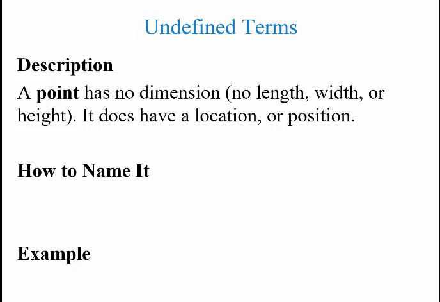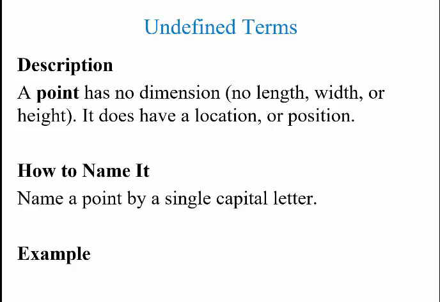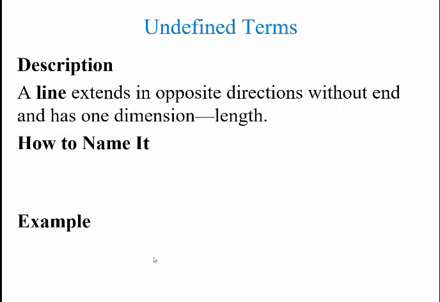First, we have what's called a point. A point has no dimension, so it has no length, width, or height, so that's important to understand. A point has no dimension, but it does have a location or a position. How we name it: we name a point by a single capital letter, like for example, point A. We would show a dot that would represent the point, and then the A above it would name it. All right, so we got a point.